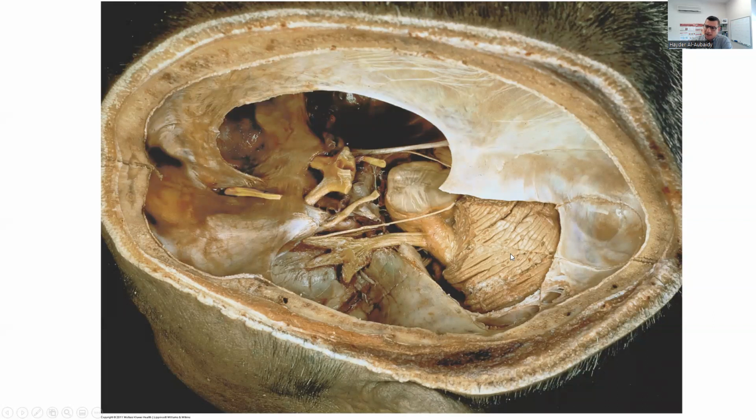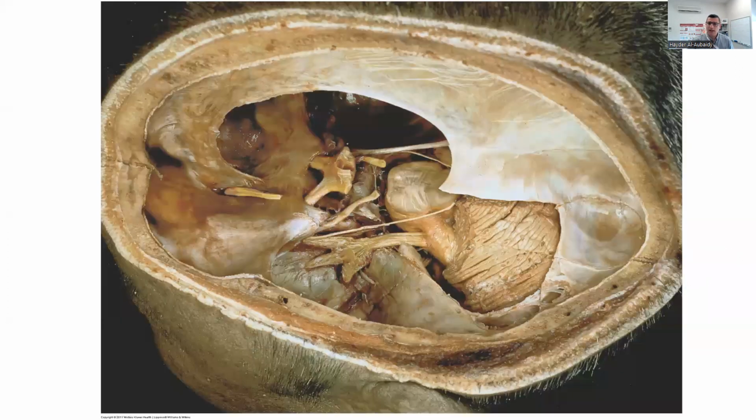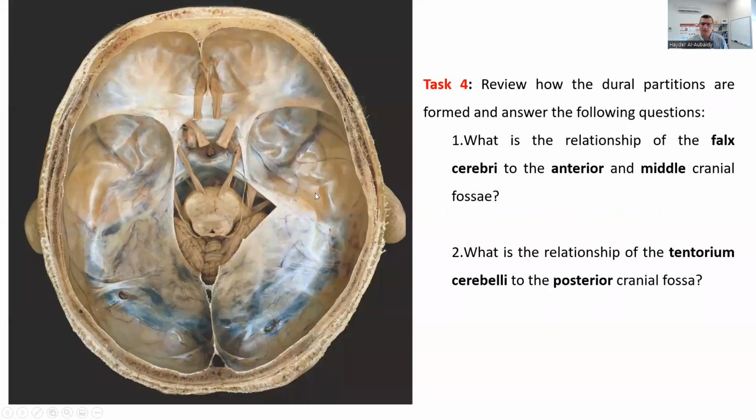The next slide, we'll remove the cerebrum. We are removing the brain itself, keeping the cerebellum, and we can see the tentorium cerebelli, the other septum that splits the cerebellum from the cerebrum. This is the tentorium cerebelli. And these can be seen here. We've got right and left tentorium cerebelli.